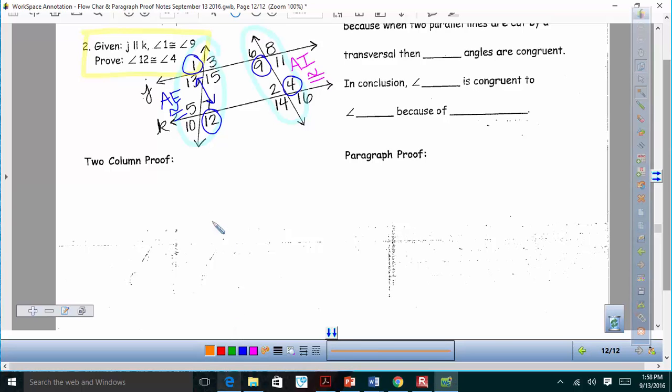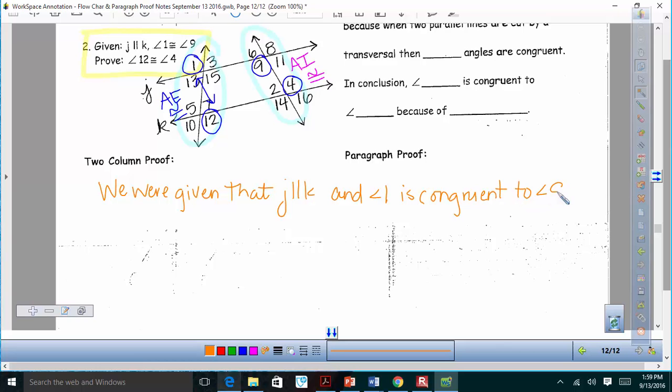So, in the beginning, what did they give us in the beginning? Okay? So, we were given, were we not? We were given that, and I'll let you do the parallel symbol here. So, J is parallel to K, and angle 1 is congruent to angle 9. Okay, so that's our given. That's our first step.